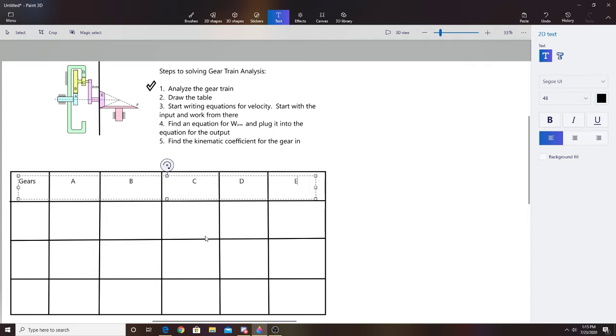Alright, yeah, that looks good. So gears A, B, C. I don't know what happened there, but sure. Whatever. Alright, and gear E. And then we have to do the other ones going down, which are gears locked.